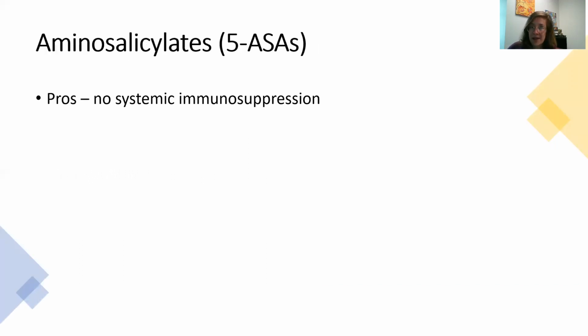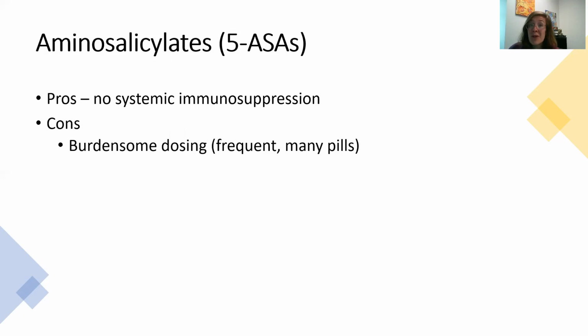Now, what's good about 5-ASAs? One of the best things is that there's no systemic immunosuppression. I often describe these as like a topical cream for the lining of the GI tract, for the colon. But there are some cons. One of the biggest ones is actually the dosing. So the way that the dosing is recommended for many of these is very burdensome, frequent dosing with many pills per dose.